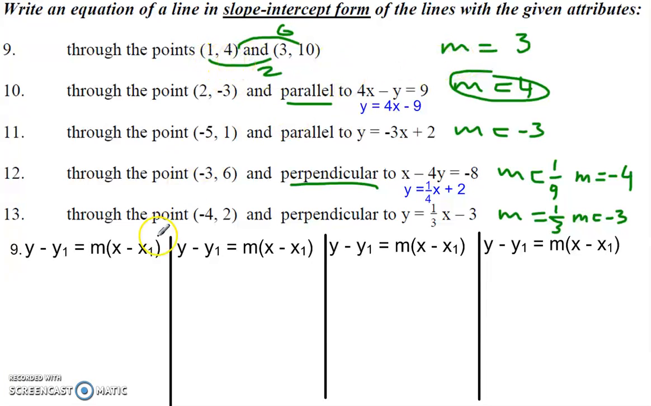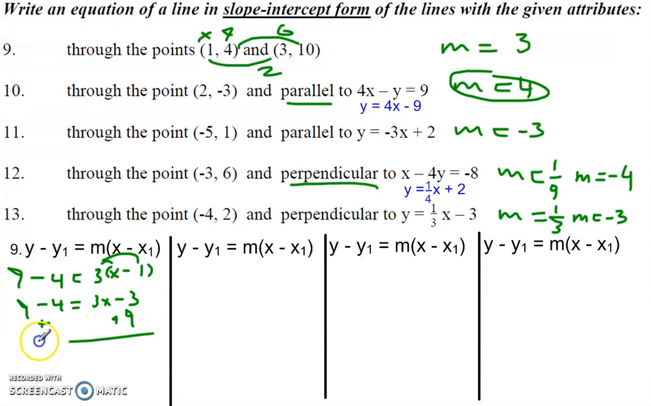Now I've got a point and a slope. Use point-slope form. So put the 3 in for slope. Pick one of the points. Pick your favorite. Put x and y. Put x in for x1. X minus 1. And then over here, y minus 4. 2 steps to go to slope-intercept form. That's distributive property. So 3x minus 3. And then next step is get y by itself. So add 4 to each side. And y is equal to 3x plus 1.